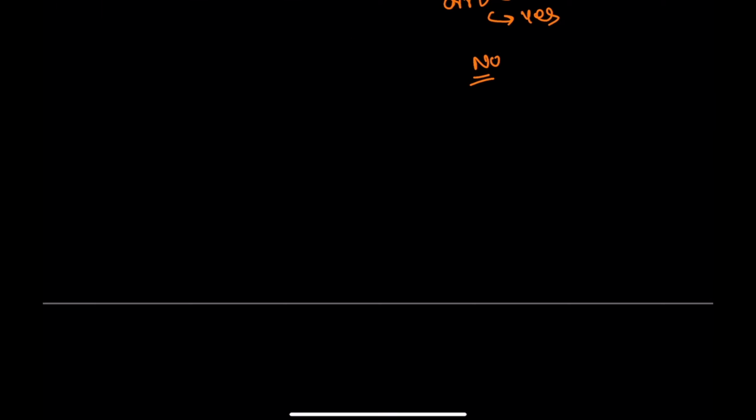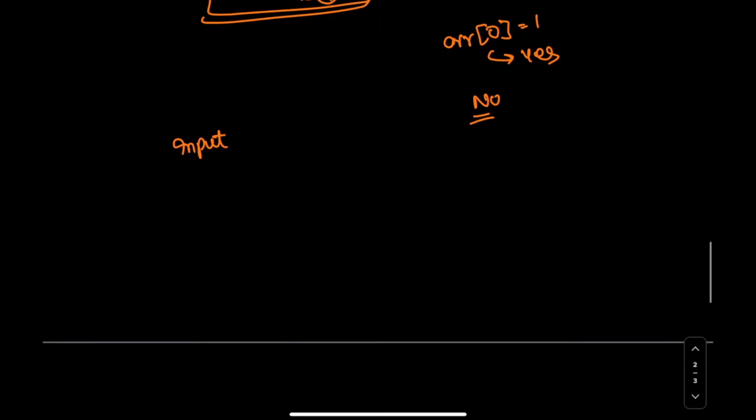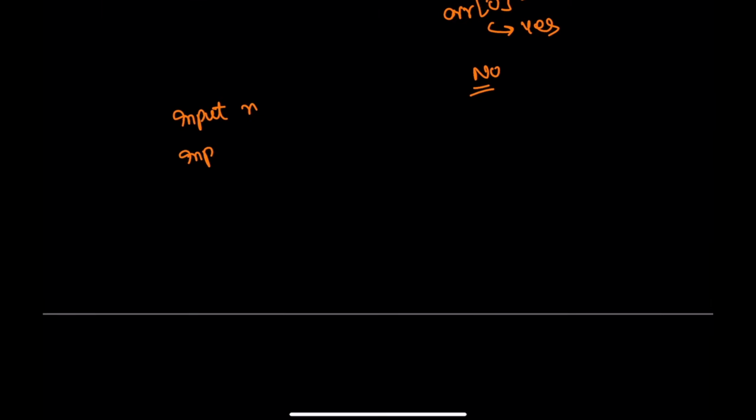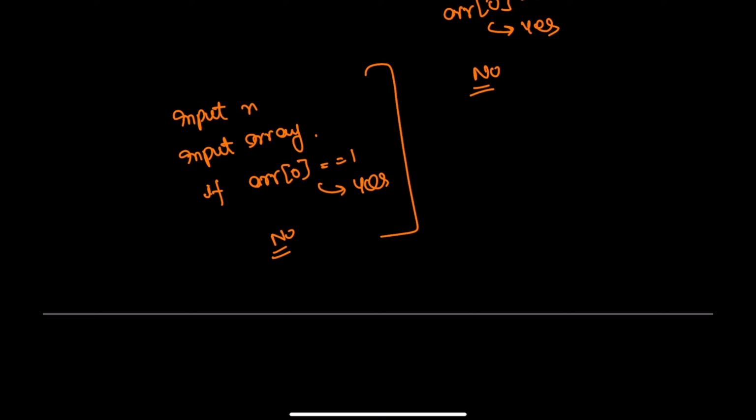A small code: we'll take the inputs. We only have one input n, and we'll input the array. Once we input the array, we'll check if ARR of 0 is equal to 1. If it's 1, then we will print yes, otherwise we will print no.